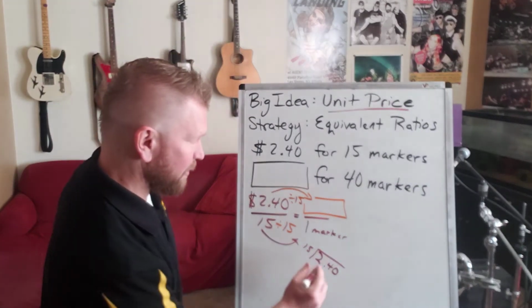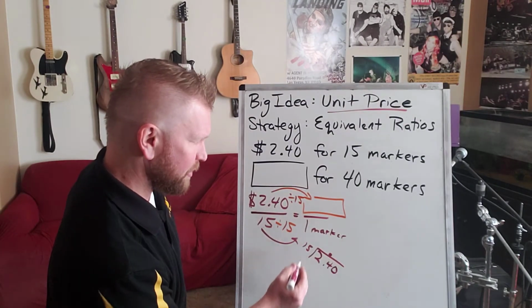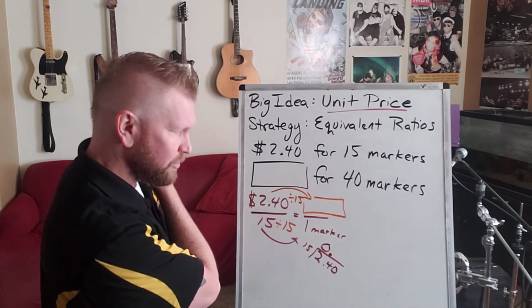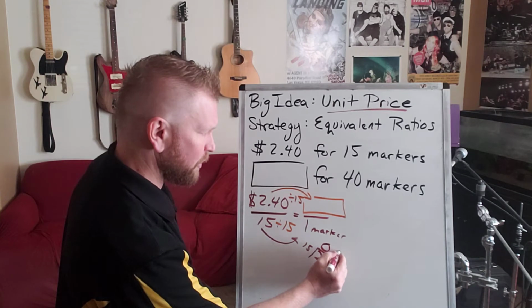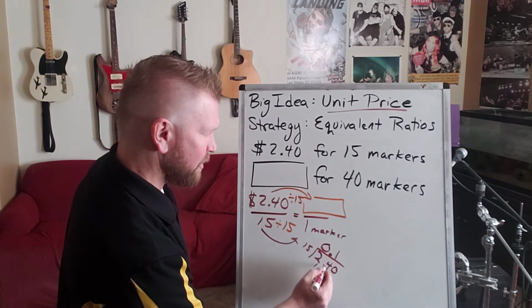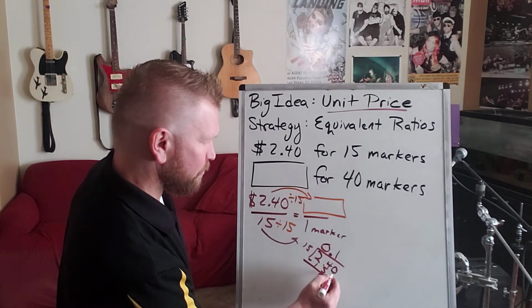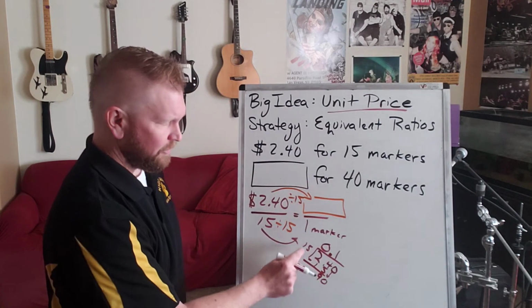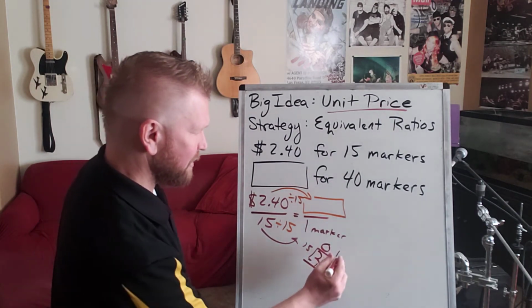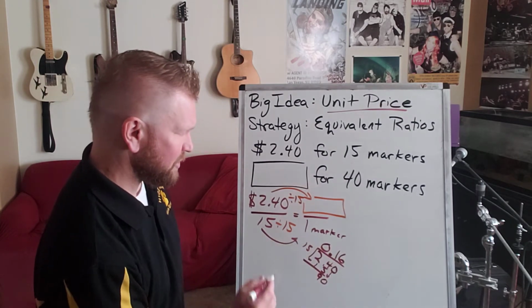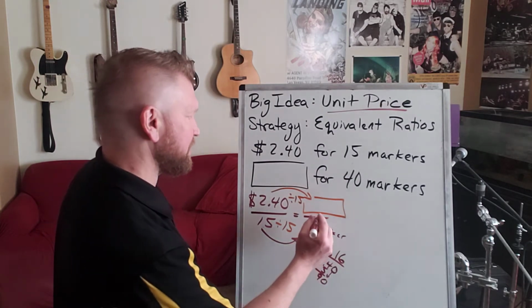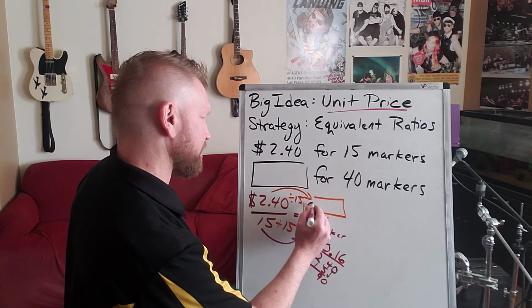Okay, 240 divided by 15. Let's bring this decimal straight up. 15 doesn't go into 2. 15 goes into 24 one time. Multiply that and subtract. Bring down the 0. 15 divided into 90 is 6 times. And it's going to be 16 cents, 0.16.